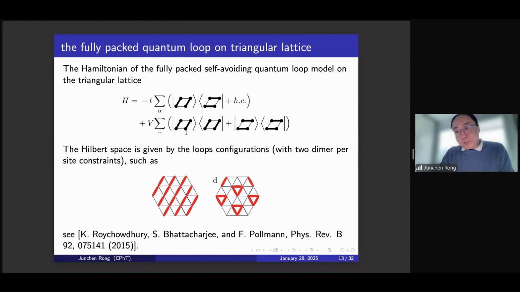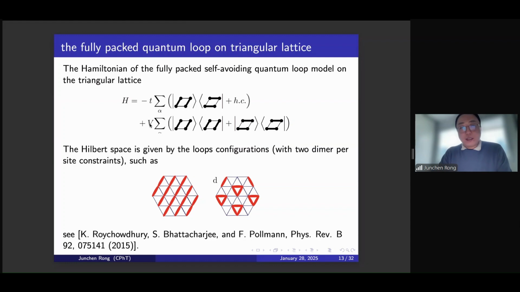One term is a potential-like term. So if you see parallel dimers, it gives you some energy. If you see horizontal parallels, it gives some energy. Another is like the flip, the signs. You can also similarly try to understand what the phases are.